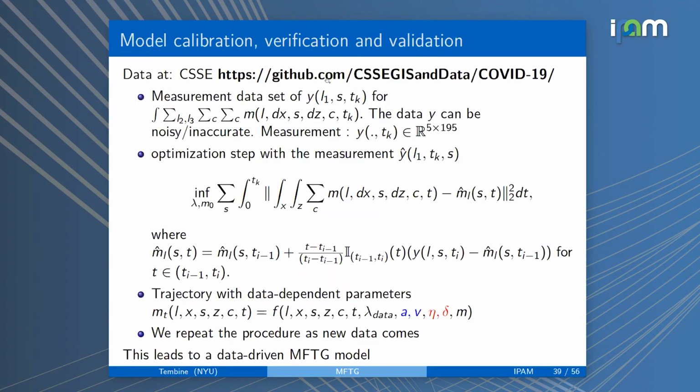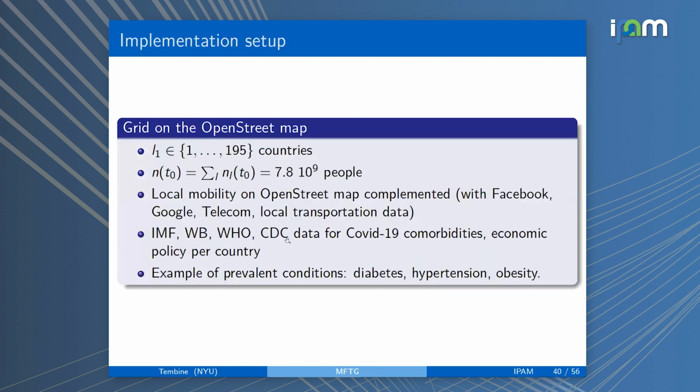And the data is here at this website. It's public data, and the optimization step is just L2 minimization. You do that, you get the coefficient lambda to be dependent on the data. So when new data comes, this lambda parameter will change, and then you run this over the map. So we take all the countries with a data set of more than this number, and then you couple it with OpenStreetMap so that you can capture local movement, and the economic data is at the IMF's website.